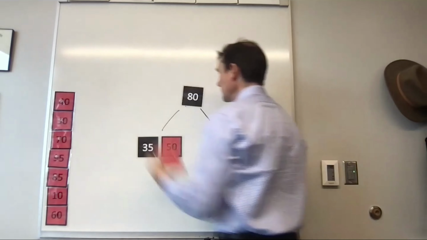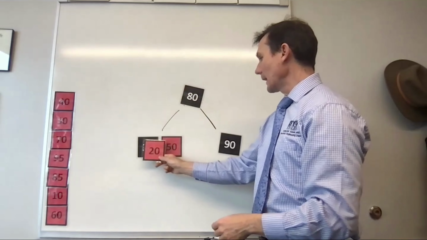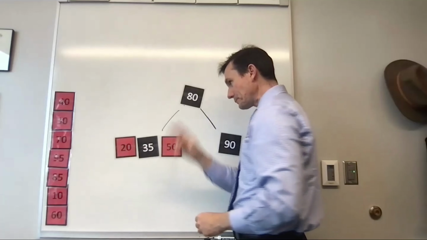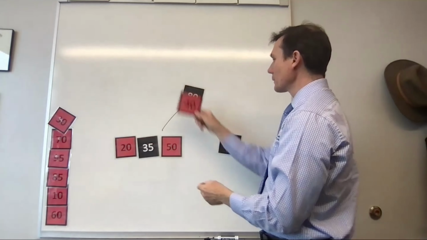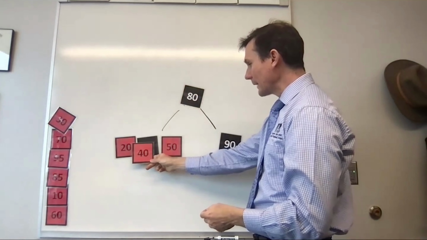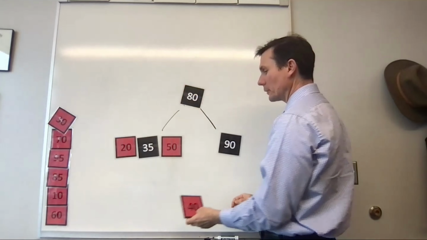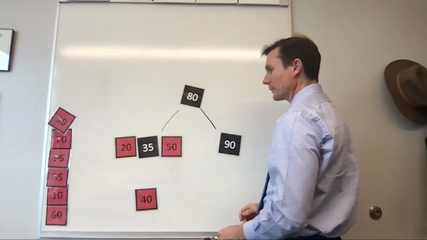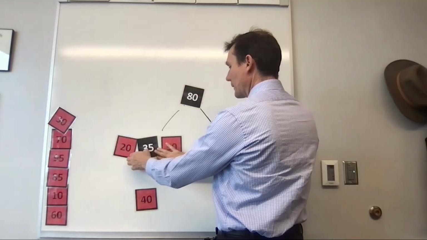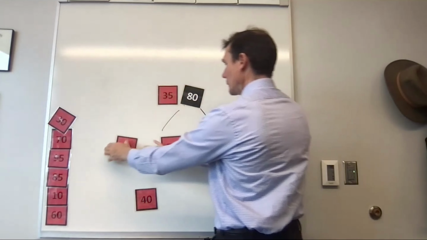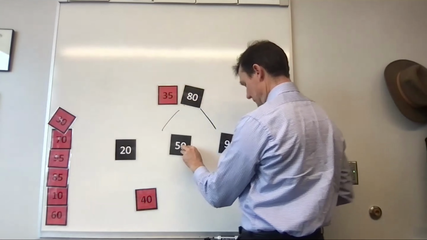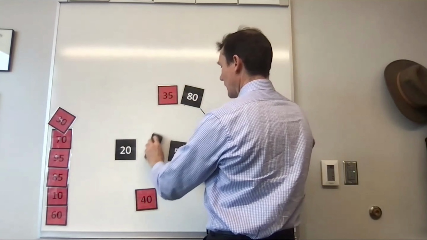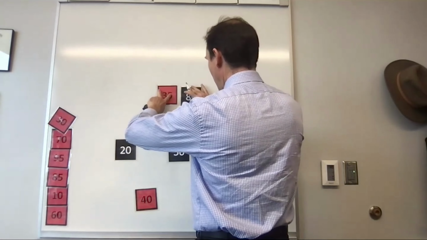Now I'm going to insert 20. 20 is less than 80. And it's less than 35. Now I'm going to insert 40. 40 is less than 80. It looks like my 2-3-4 node is full. So I'm going to have to bump this up. So when I bump it up, this becomes red, and these two become black. And so now I'm going to redraw my nodes here.